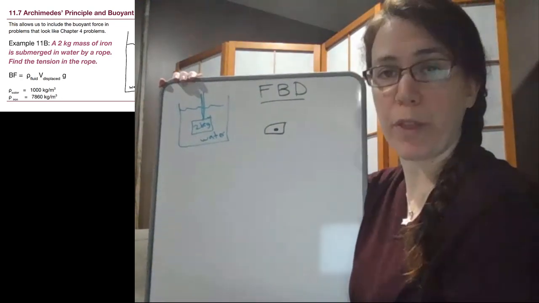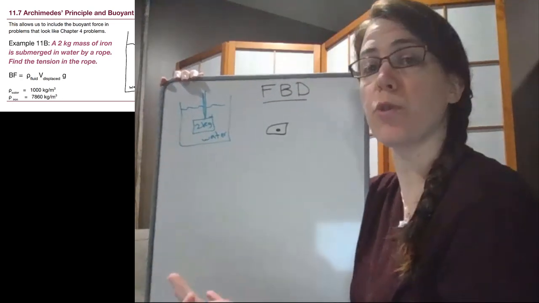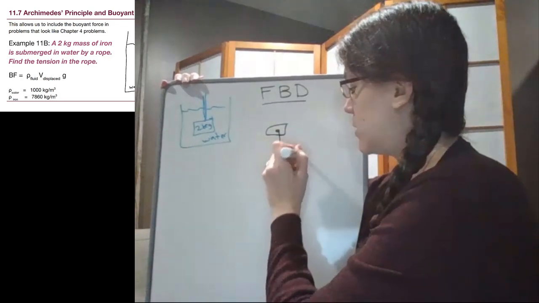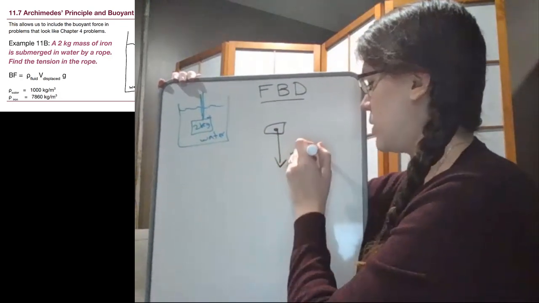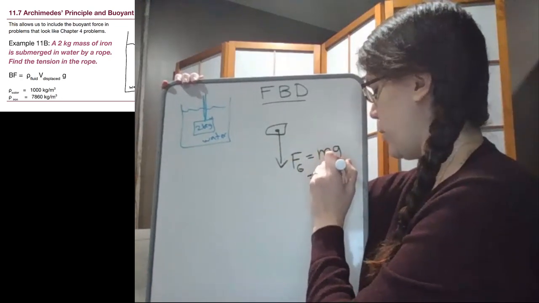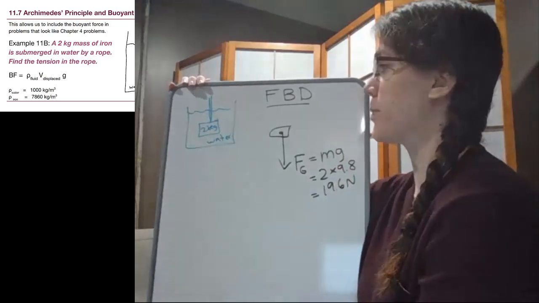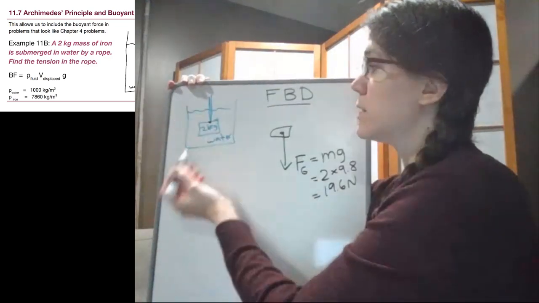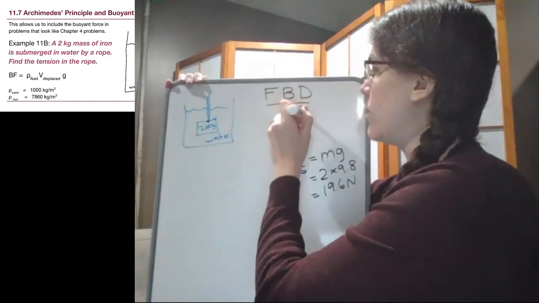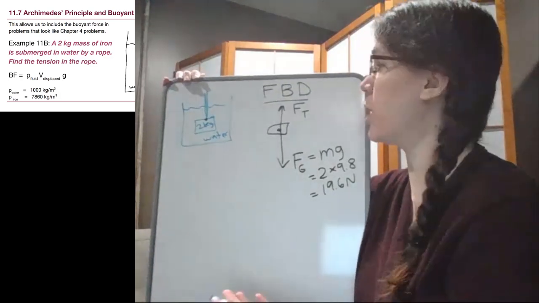If the water weren't there, there are two forces that we know about from Chapter 4. We know that gravity acts straight down. So the force of gravity is mass times little g, which is 2 times 9.8 in this example, or 19.6 newtons. And we have the rope, which, since it's attached to the top of this thing, is pulling upwards. And so we have the tension. If we reread the problem, we see that that's the thing we're trying to find.